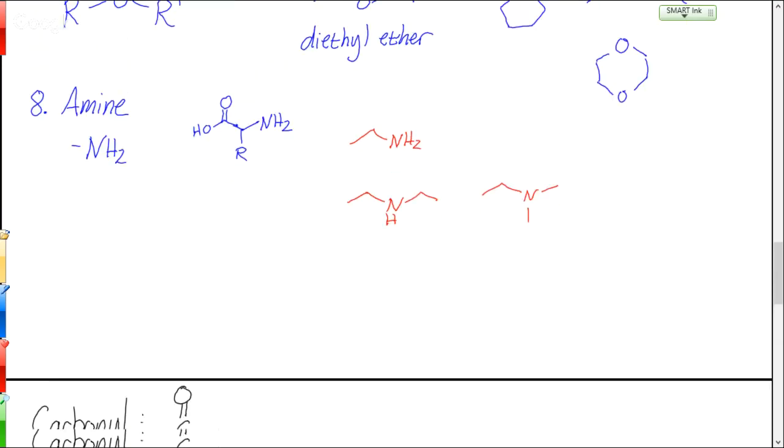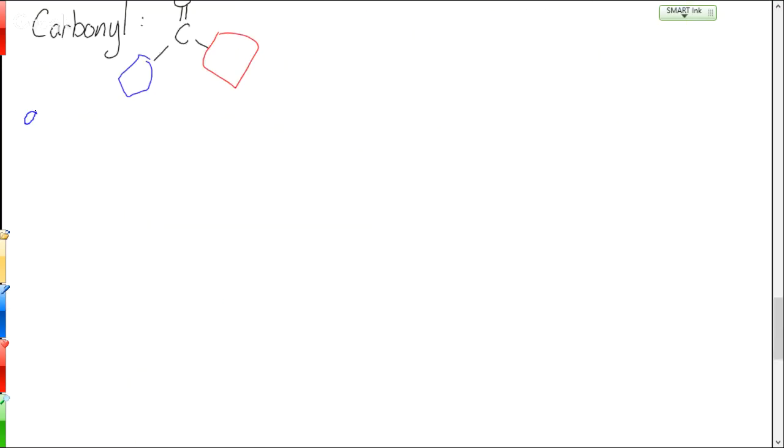Let's see, what number were we on here? 8. We'll go with 9, aldehyde. Aldehydes are molecules that have a carbonyl, a hydrogen on one side, and then some carbon stuff on the other side. Because there's a hydrogen on one side, these will always be at the end of a chain or coming off of something, because they can't be in the middle since they have to have hydrogen on one side.